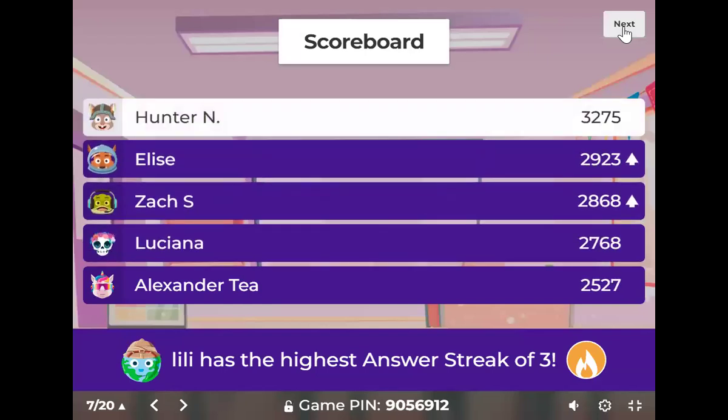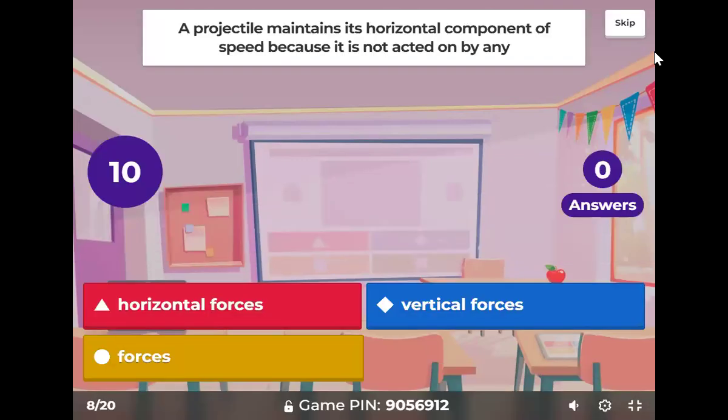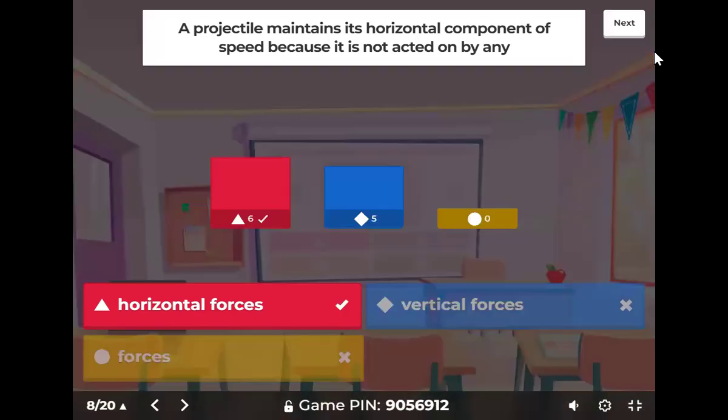We got Alexandra, Luciana, Zach, Elise, Hunter. A projectile maintains its horizontal component of speed because it is not acted on by any horizontal forces.